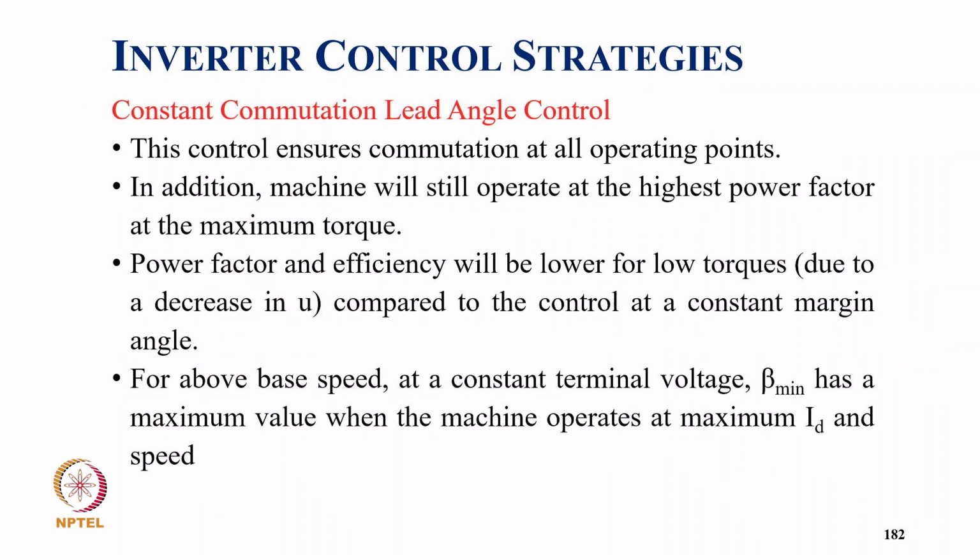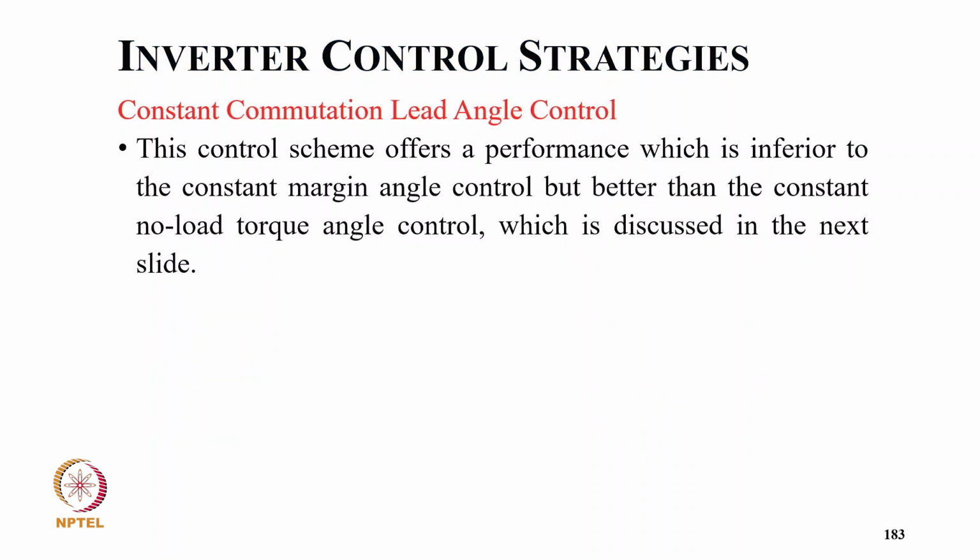is maximum. So coming to constant commutation lead angle control, this control ensures commutation at all operating points. In addition, the machine will still operate at the highest power factor at maximum torque, and power factor and efficiency will be lower for low torque due to a decrease in mu compared to the constant control at constant margin angle control. So for above base speed at a constant terminal voltage, beta has to be maximum value when the machine operates at maximum Id and speed.